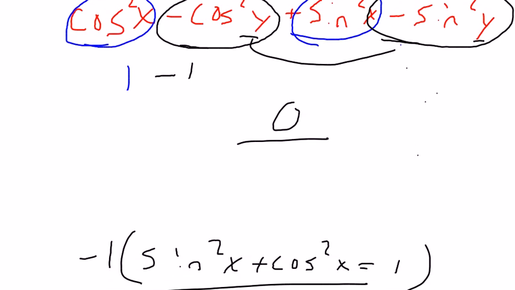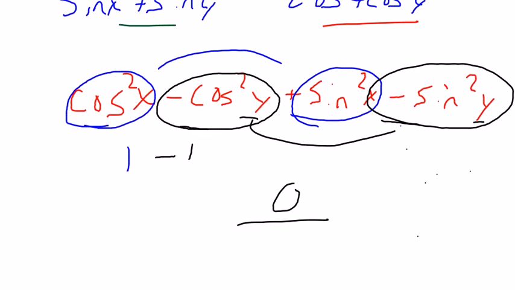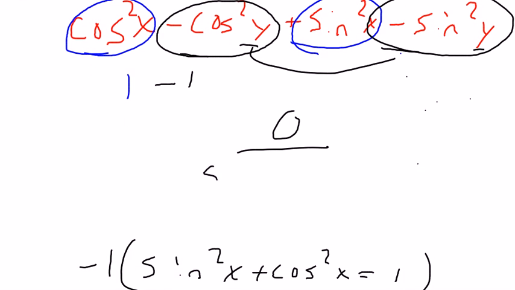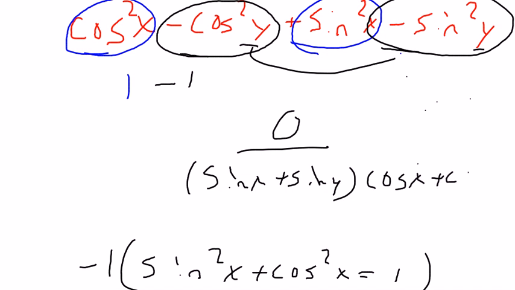On the bottom I'm going to have what? Sine of x plus sine of y times cosine of x plus cosine of y. But it doesn't matter, because if the top is 0, 0 divided by anything is 0, and that's what we were trying to show.